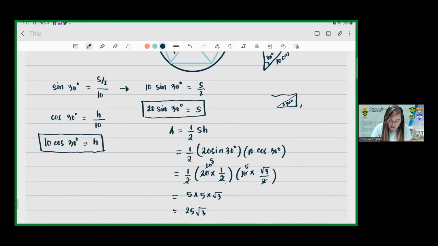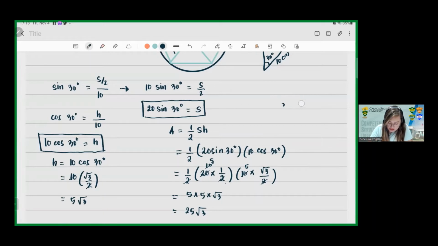Or para di mo maglibog, pwede ra po din ninyo i-solve. H is equal to 10 cosine of 30. So, si H is equal to 10 times square root of 3 over 2. So, makancel na siya. So, you have 5 square root of 3.